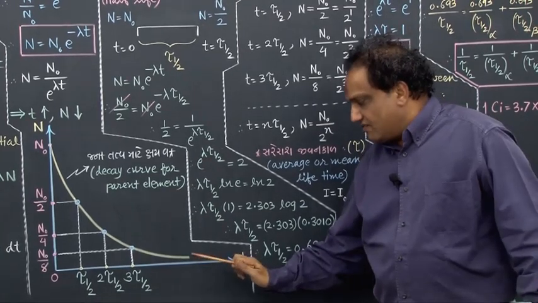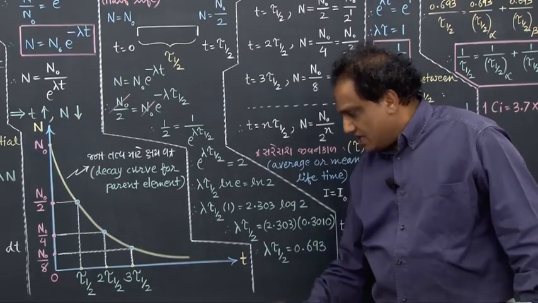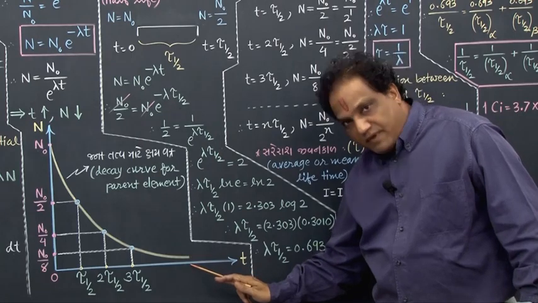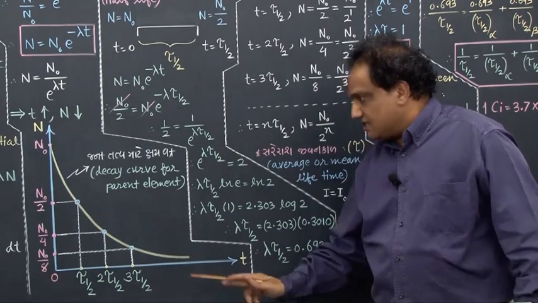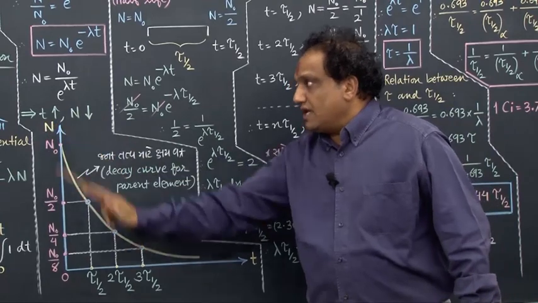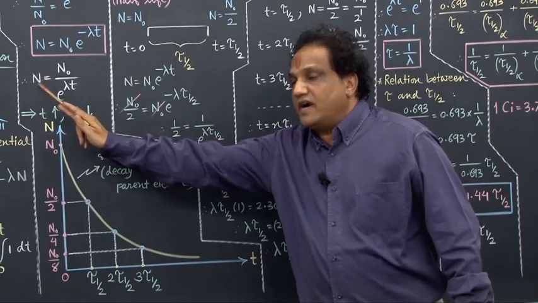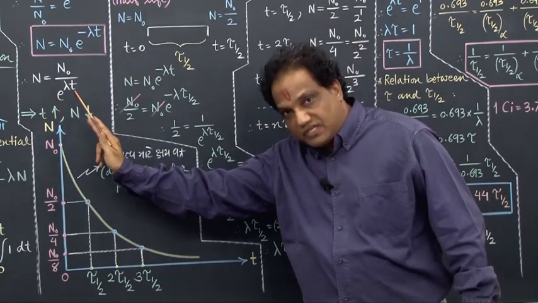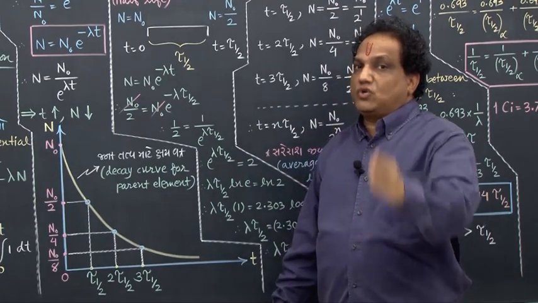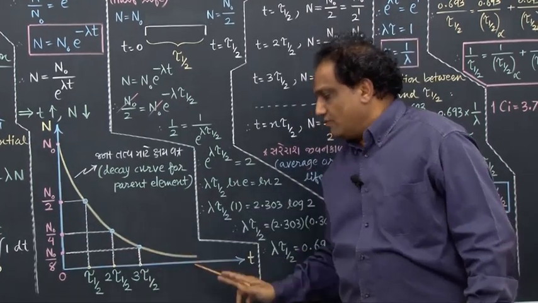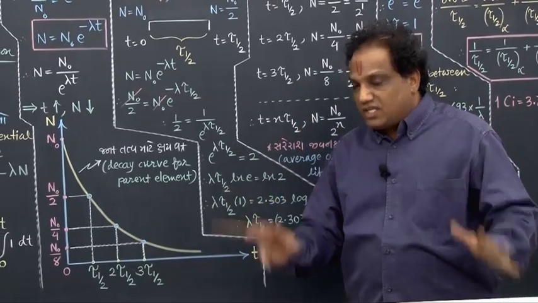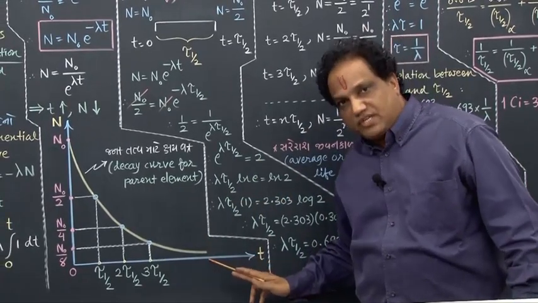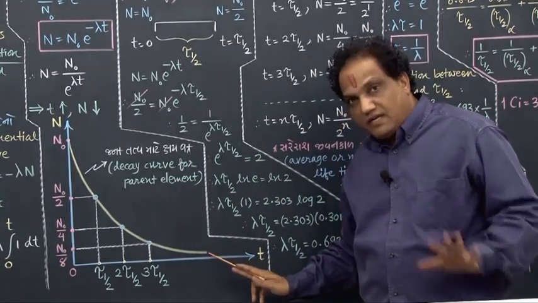Don't allow this graph to touch this time axis, because if you allow it to touch, then on the time axis this value will become 0. Tell me when n will become 0, provided time is taken infinite. Now you cannot show infinite time in the limit scale of the graph paper, so it is meaningless to show this graph touching the time axis. Okay, leave it like this, incomplete.